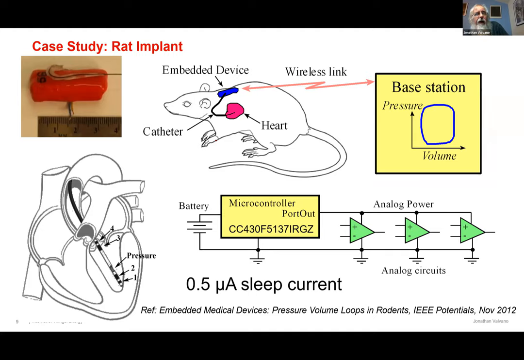This is a device. Now I showed one of the later embodiments in one of the first few slides, the one that didn't have a battery. This is the precursor to that. It has a battery in it. And so this implant, which you can see is about three and a half centimeters long, is mostly battery. Most of that volume there is battery. And it's an implant, but we did a power budget on it, and that's why it's here. Again, its purpose was to measure pressure volume loops in the rat heart during drug studies.